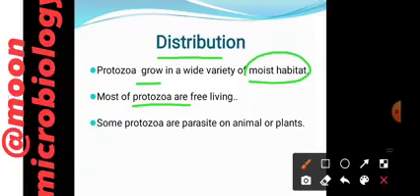They can be found in decaying organic matter in the soil. Wherever there is organic matter decaying, that type of protozoa is known as terrestrial protozoa. Some protozoa are parasites on animals and plants. As parasites, they live in a host, in the plant or in the animal.